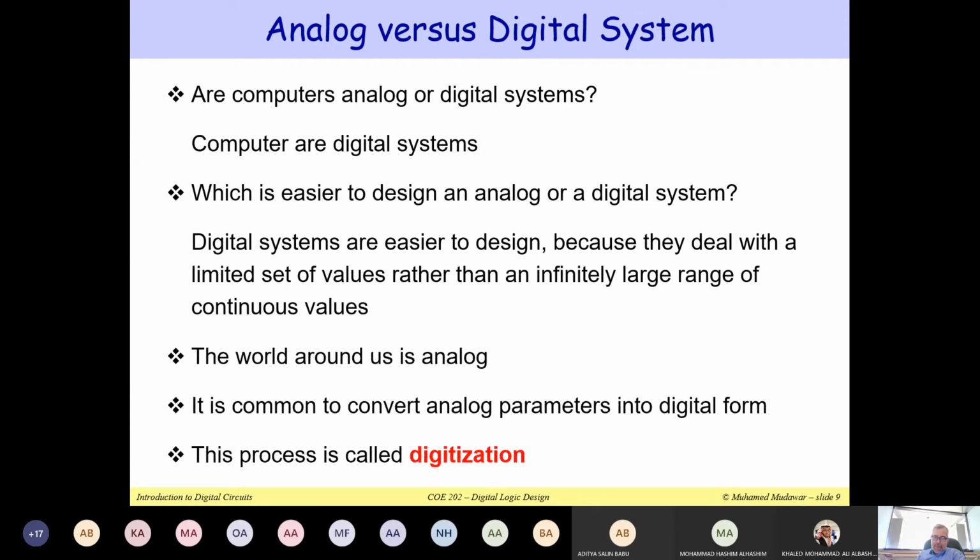Now, the world around us is analog. So I talked about temperature. You can talk about speed, acceleration. All of these are analog parameters. So it's common to convert these analog parameters into digital form. Sound, for example, is an analog form. Sound itself is analog. But what you can do is digitize the sound, and you can store it as digits inside a computer system. So this process of converting an analog signal into a digital signal is called digitization.